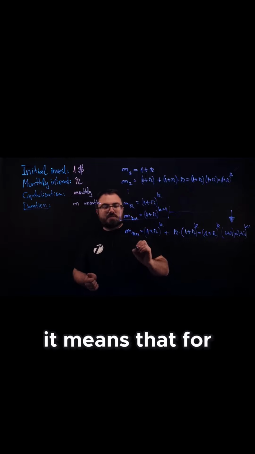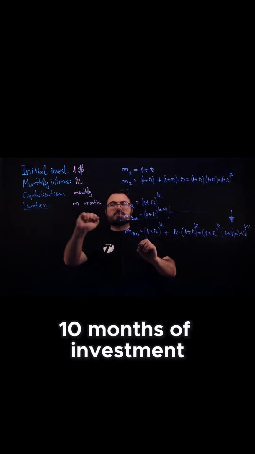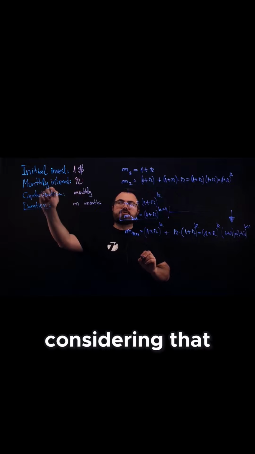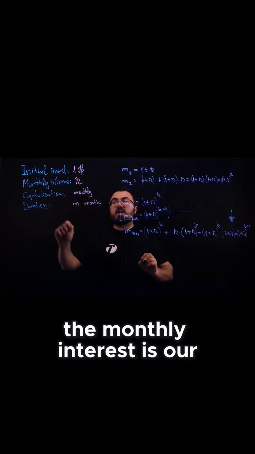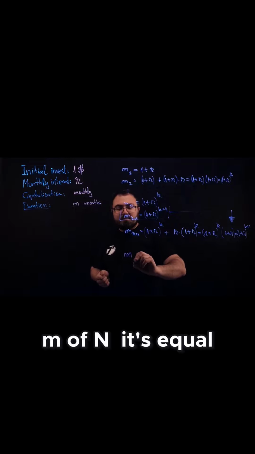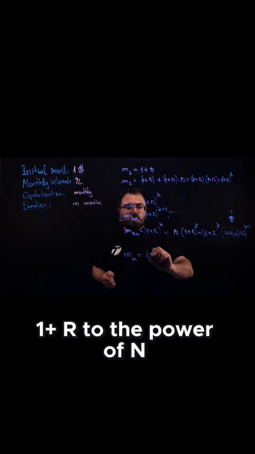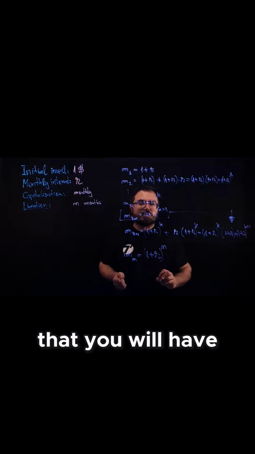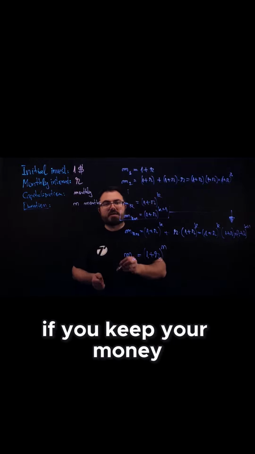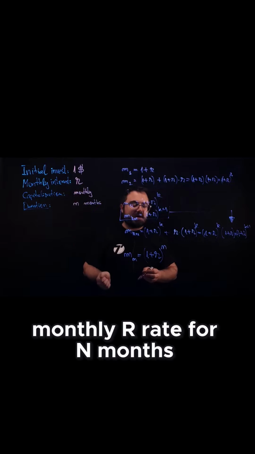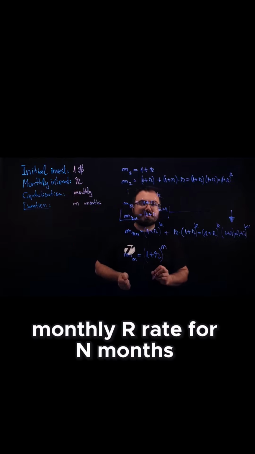So what does this mean? It means that for n months of investment, with an initial investment of $1, considering that the monthly interest is R and the actual capitalization is done monthly, m of n is equal to (1 plus R) to the power of n. This is the amount of money that you will have if you keep your money in the bank or in an investment fund with a constant monthly R rate for n months.